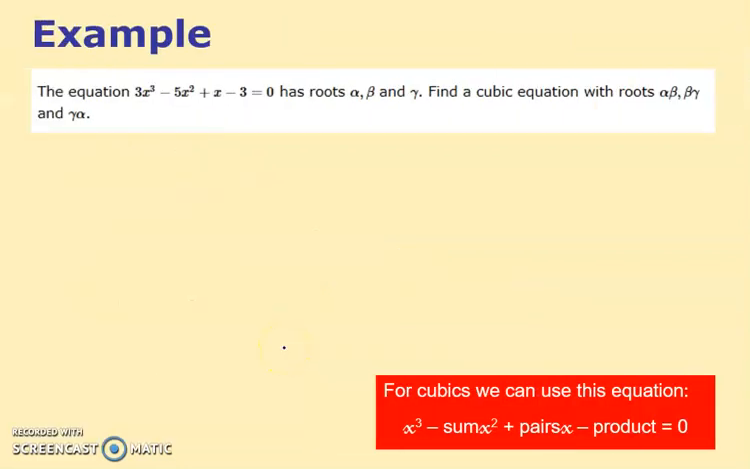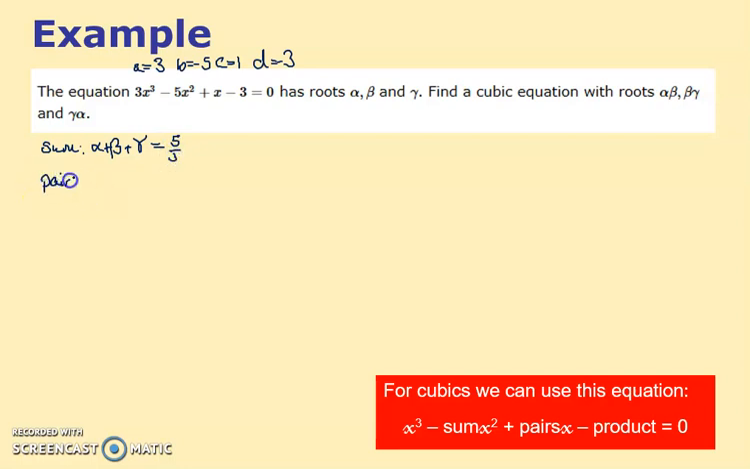One last example of this. The equation 3x cubed minus 5x squared plus x minus 3 has roots alpha, beta, and gamma. Find the cubic equation with these roots. Okay, then. Do the same trick. Find the sum, first of all. That's alpha plus beta plus gamma this time, since that's what they've called them. It's minus b over a. Well, a equals 3, b equals minus 5, c equals 1, d equals minus 3. So it's minus b over a. I reckon that's 5/3.